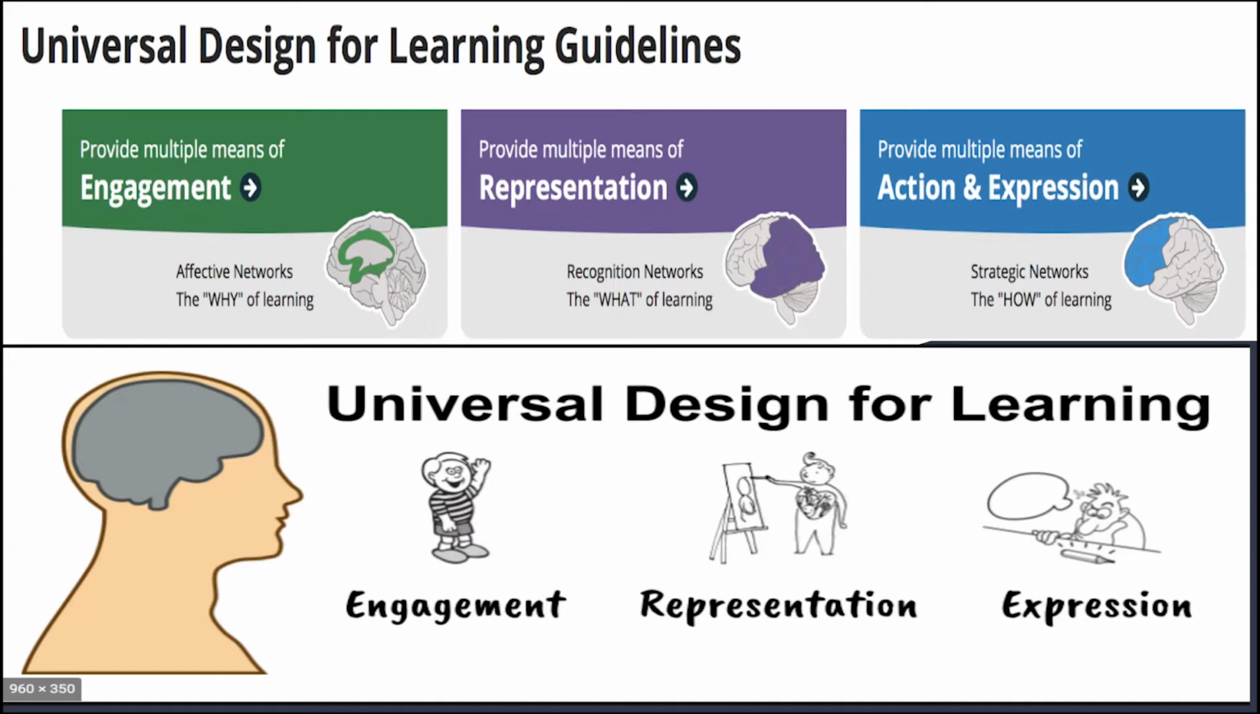Our final one is action and expression. Sometimes you might just see it as expression. And this is the how of learning. And here, UDL suggests giving students more than one way to interact with the material and to show what they've learned. For example, students might get to choose between taking a pencil and paper test, giving an oral presentation, or doing a group project. Now, these are the three principles.